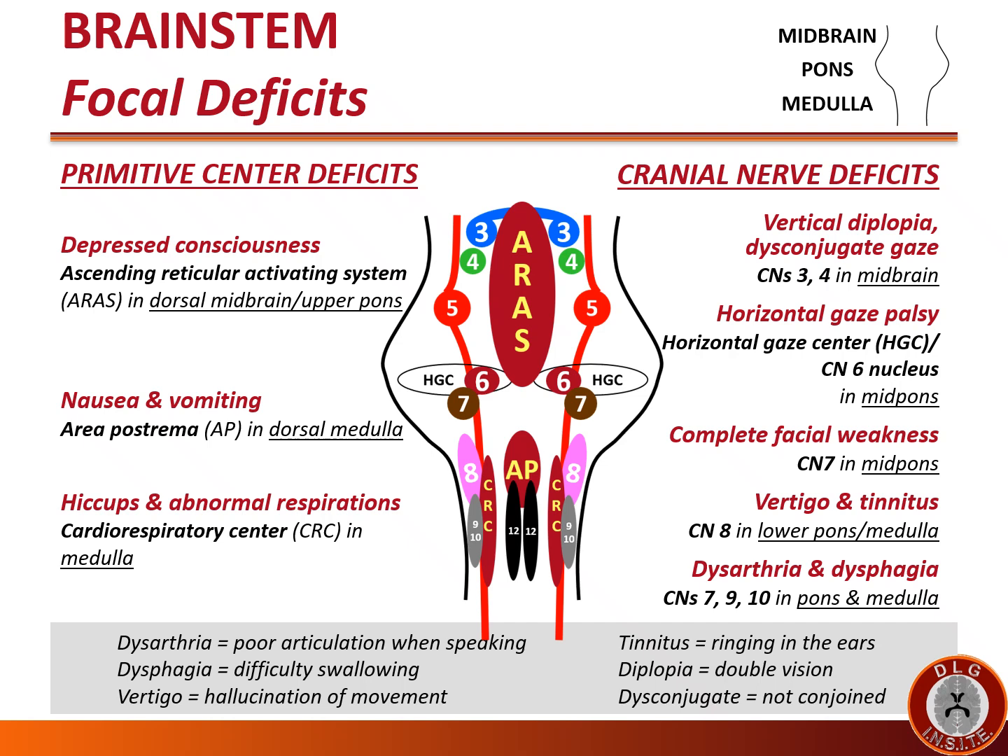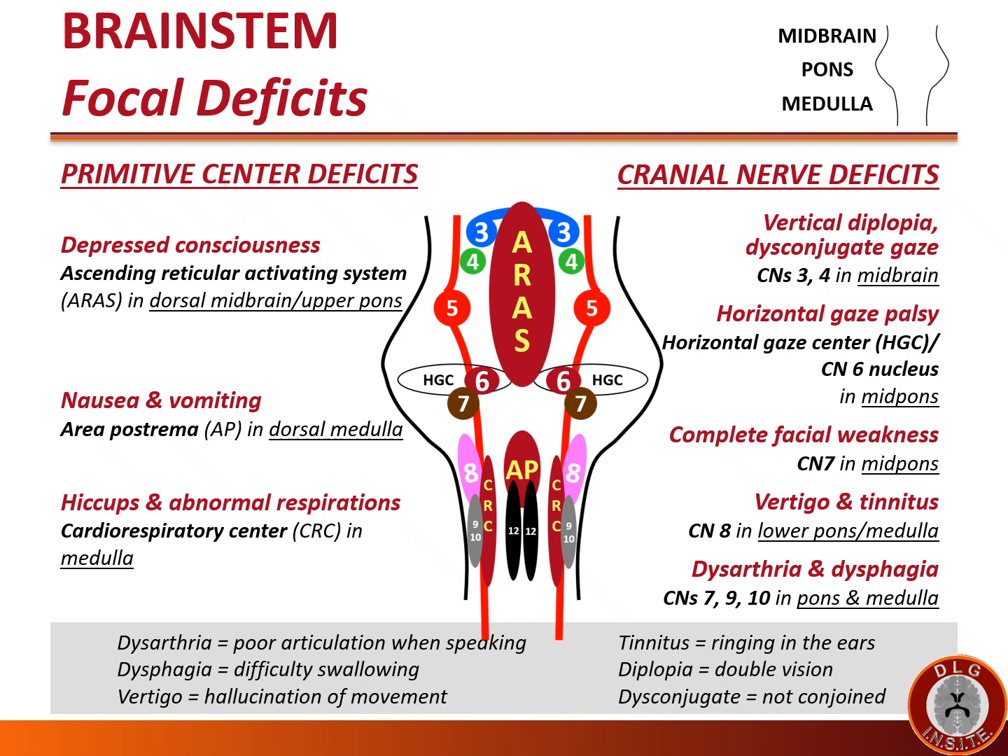The sixth nerve nucleus is integrated into the horizontal gaze center in the mid-pons. So lesions that involve the nucleus of 6 have the same effect as involving a horizontal gaze center, and that is a gaze palsy, a horizontal gaze palsy. Lesions involving the cranial nerve 7 will give you a complete facial weakness. That's the lower motor neuron facial weakness ipsilaterally, and the cranial nerve 7 is in the mid pons.